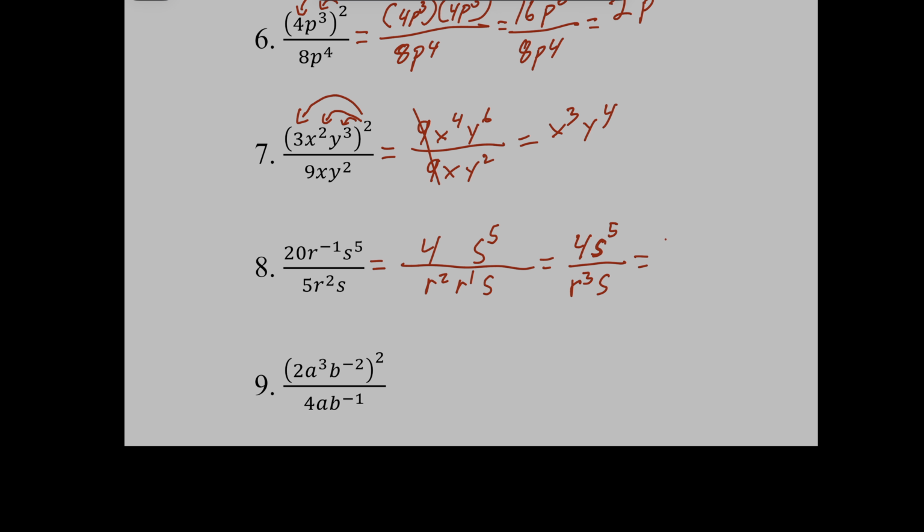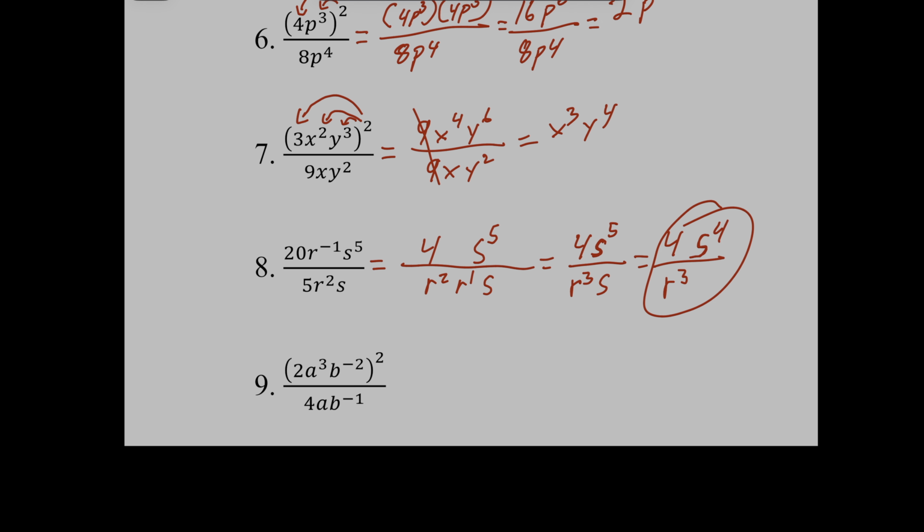Now when I do the subtraction, the r cubed stays down. I have 5 s's on top, 1 on the bottom. That's going to leave me with 4 s's on top. That's an s, not a 5. Ugh, hate that. Here we go, 9.